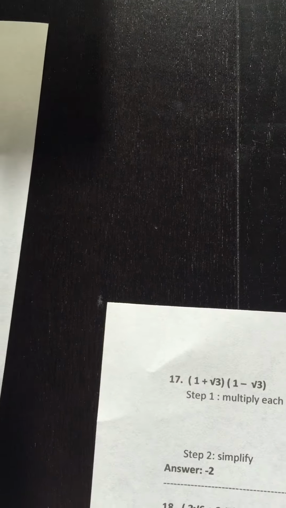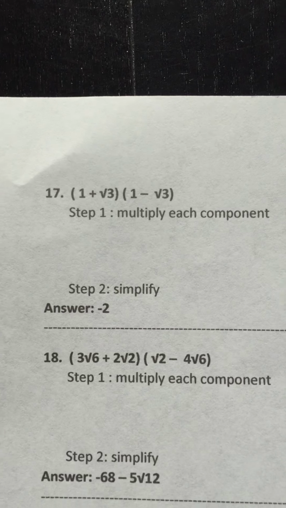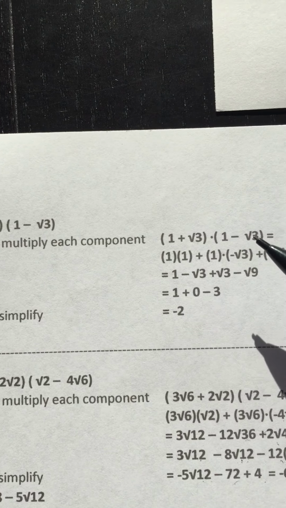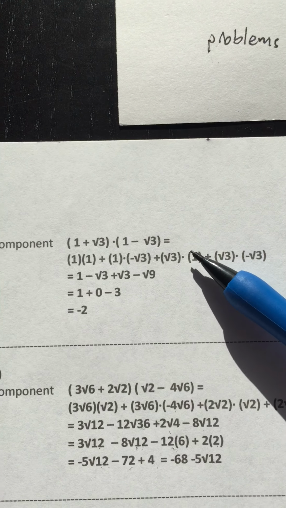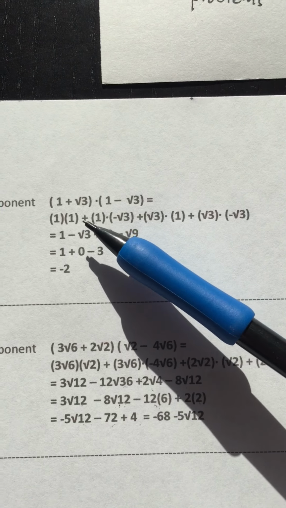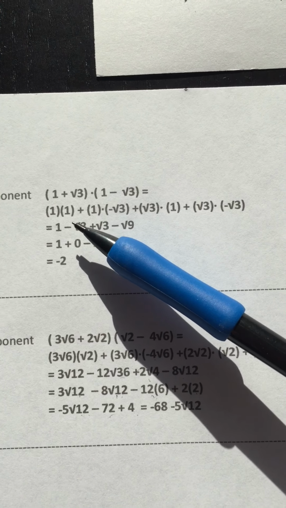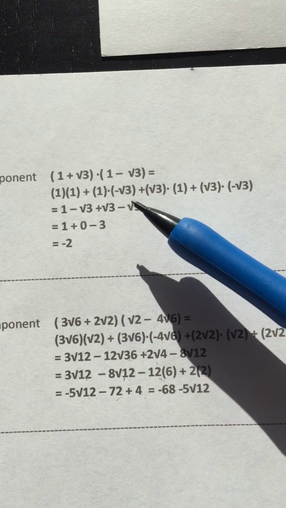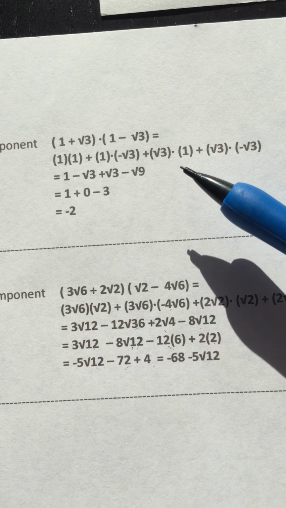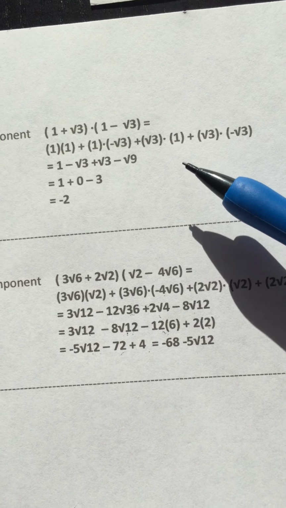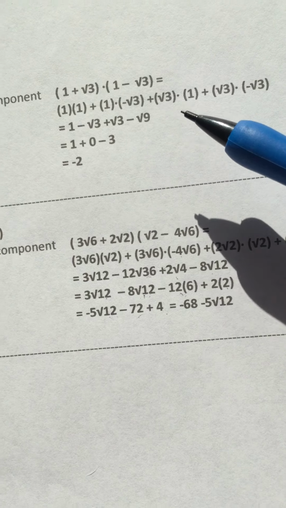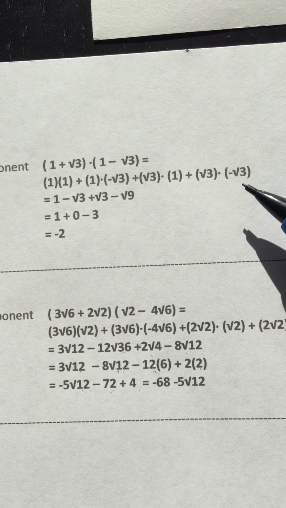All right, going down to the last 2 here, number 17. I have 1 plus the square root of 3 times 1 minus the square root of 3. Again, multiplying with the FOIL method: first, outer, inner, and last. 1 times 1, 1 times the square root of 3, the square root of 3 times 1, minus, and I've got the minus sign there, don't want to forget that, the square root of 3 times the square root of 3.